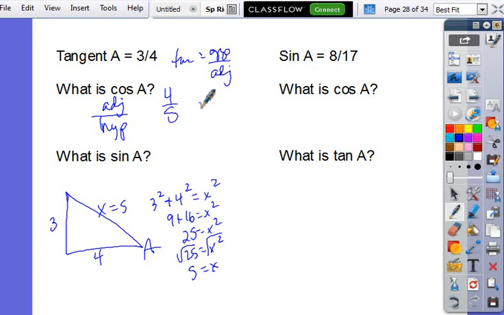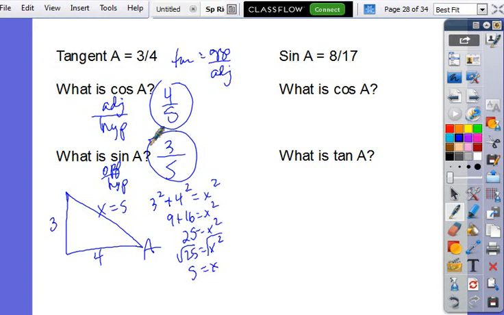Sine of A, which one is opposite from A? 3. And hypotenuse is still 5. So there you go. Draw the triangle. Put in the letter at one of the angles that's not the right angle. And then do the Pythagorean theorem if you need to. Find the missing side and do that. All right, let's look at the second one.